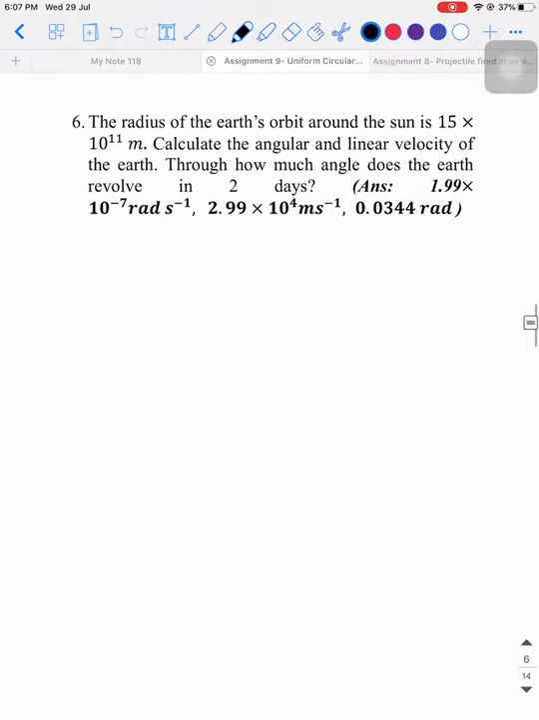Now, let's do the sixth one. The radius of the Earth's orbit around the sun is 15 into 10 power 11 meters. So what have they given you? Calculate the angular and linear velocity of the Earth. Through how much angle does the Earth revolve in 2 days? So how to solve?